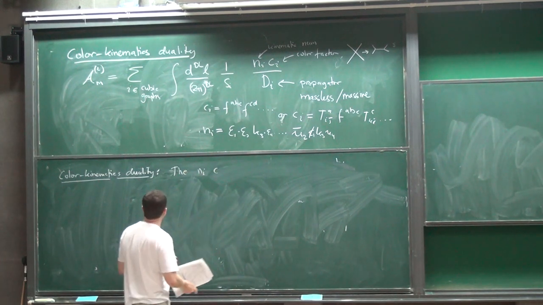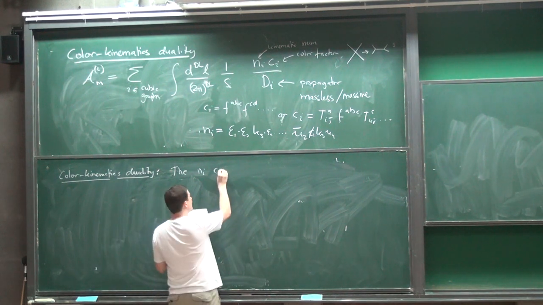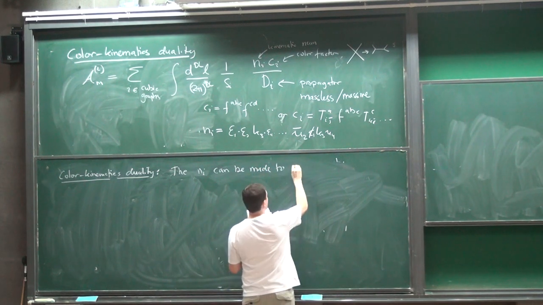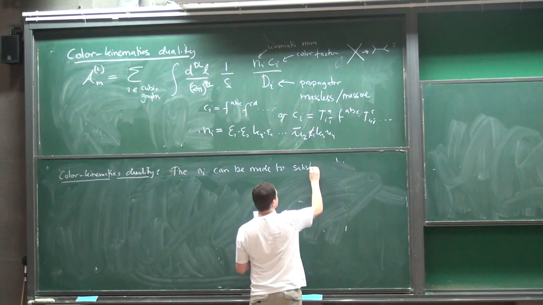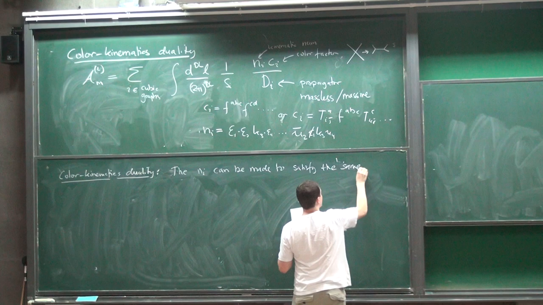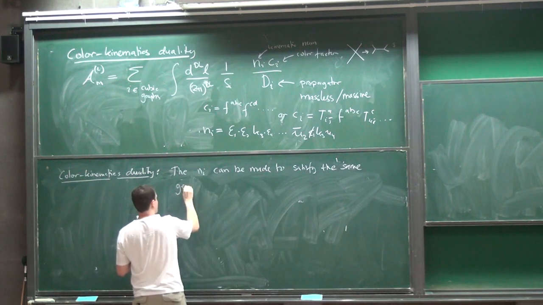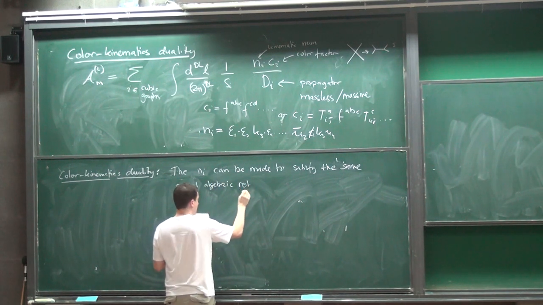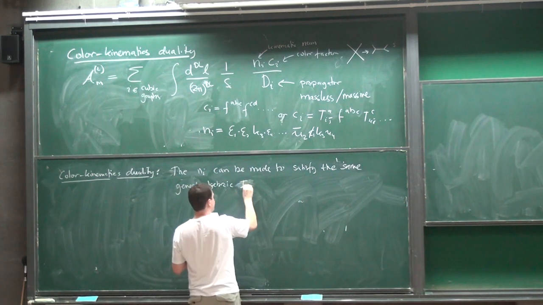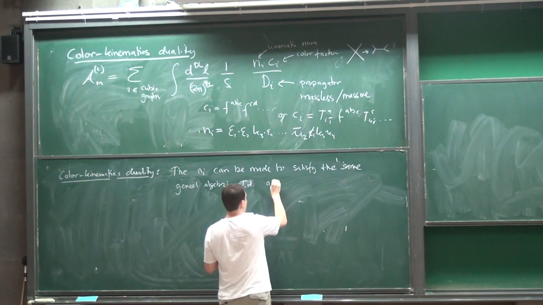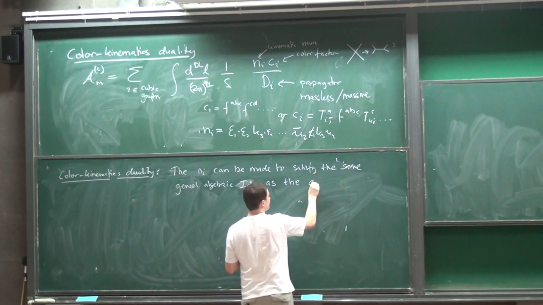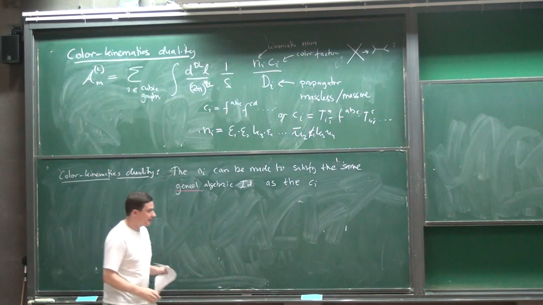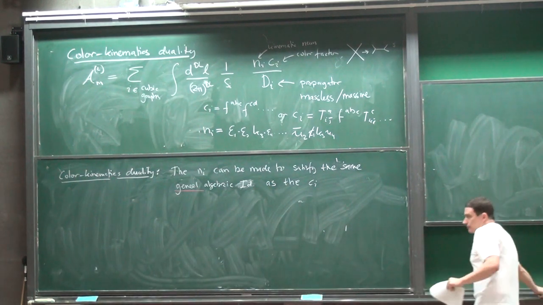assuming that you have color-kinematics duality, then the numerators can be made to satisfy the same general algebraic relations, or identities, maybe. Just say identities. As the color factors. And the word general here is important. So I mean not accidental identities, which might be true for particular gauge groups, but general relations, which are always true.